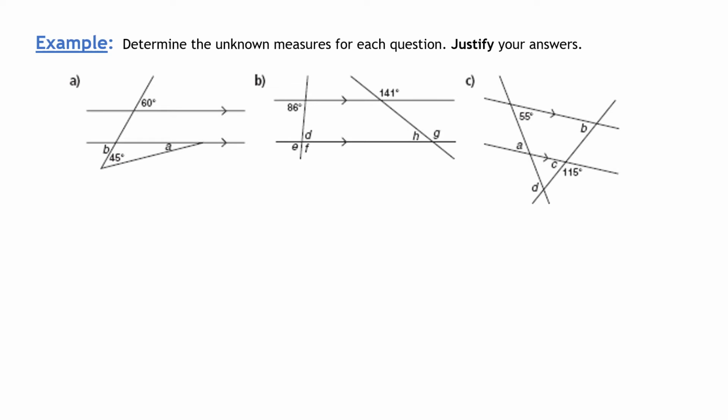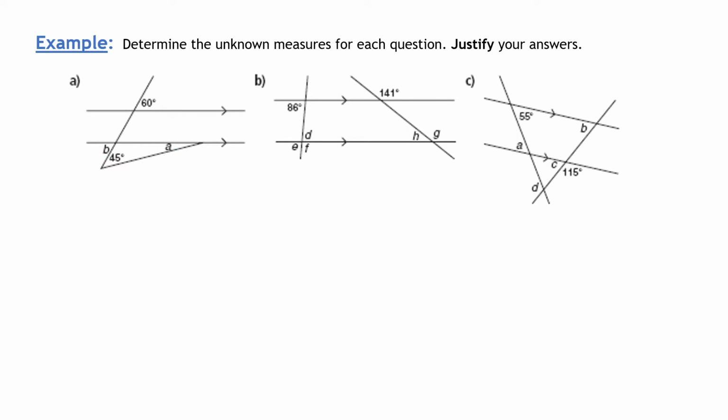This is our only example. Determine the unknown measures for each question and, of course, justify your answers. So we have to explain where we're getting our answers from. Looking at part A, we've got two unknown measures here. We've got a B and an A, and we have to find the value of both of them.